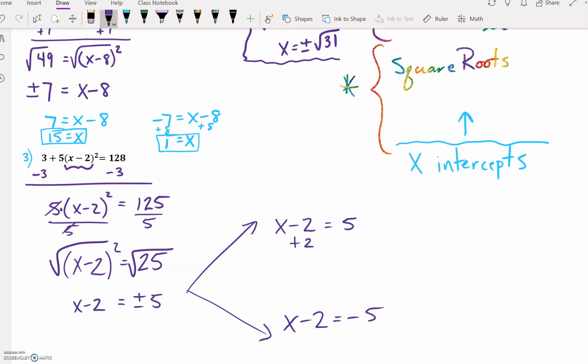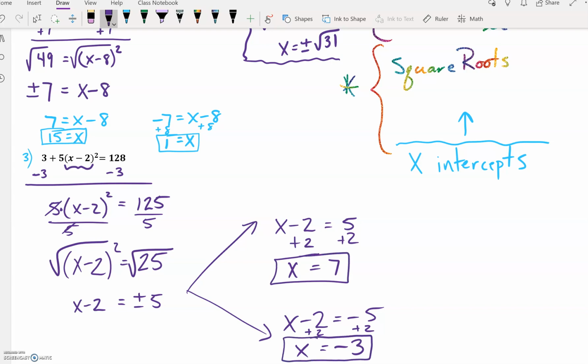And let's go ahead and add 2 to both of these, and we get x is equal to 7 and negative 3. So 7 and negative 3 are our roots or zeros or x-intercepts, these all mean the same thing. And that is where your parabola will cross the axis, specifically the x-axis. Excellent work, guys.